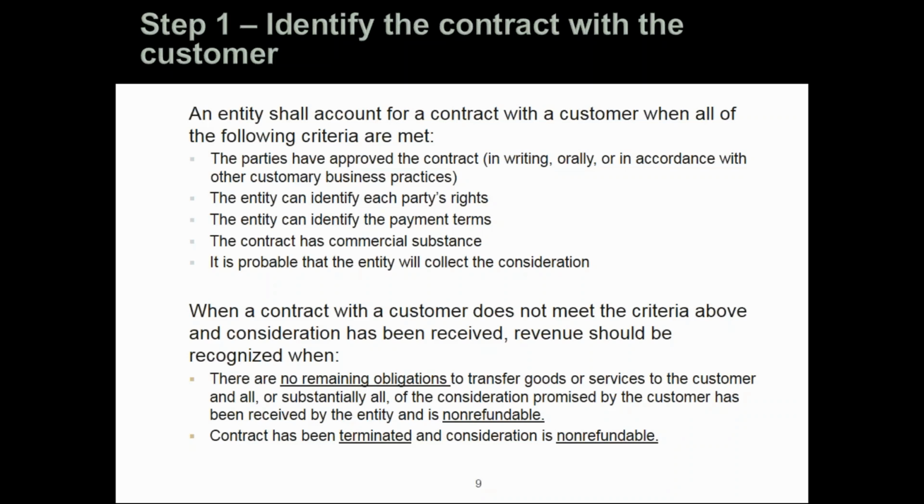And that means you wouldn't recognize any revenue, even if you received cash and it's non-refundable, until there are no remaining performance obligations, and the contract has either been terminated or consideration is non-refundable. That may be a change in current practice for some. If collection is deemed doubtful, but you've received revenue that's non-refundable along the way, there is diversity in practice currently, and some would recognize revenue on a pay-as-you-go basis in some of those situations, but that may not be appropriate under the new standard.